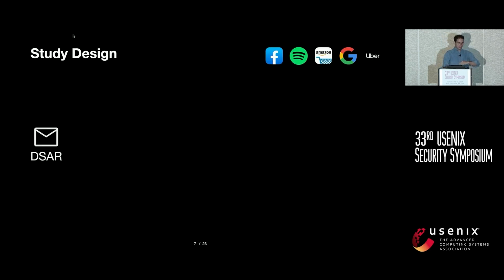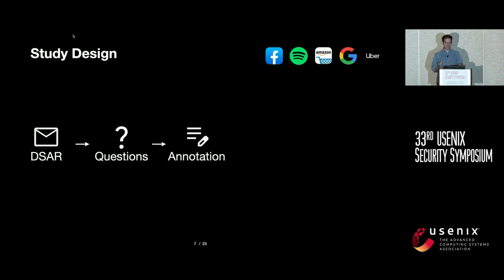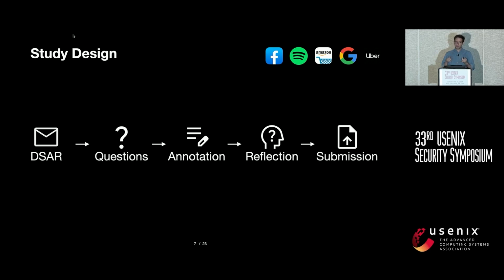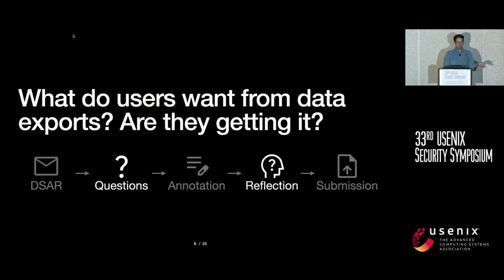To answer these questions, we had our 33 participants make at least 1 DSAR in one of 5 major companies. We then asked them to think about what they'd want answered by the data before they even looked at it. We then walked them through a data annotation exercise on a tool that we built specifically for this study, and I'm going to go over that later. Then we showed them the questions from the beginning that they asked and asked them to reflect on how well they were answered. And then finally, they submitted the questions, annotations, reflections, and the data export itself after going through our pseudonymization pipeline.